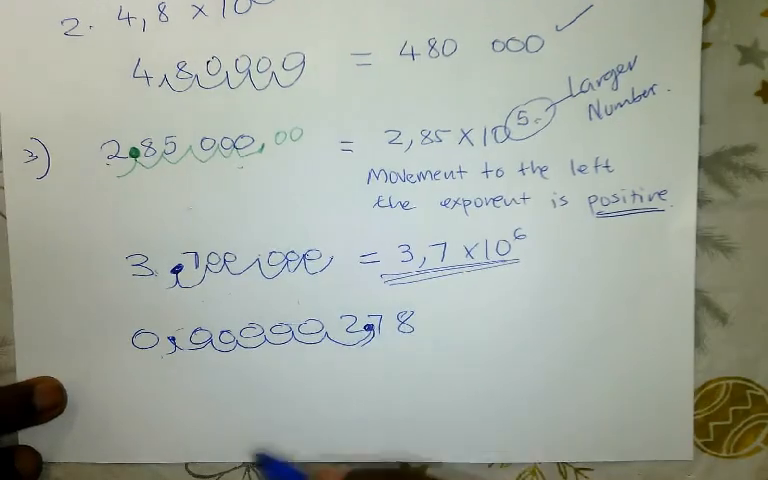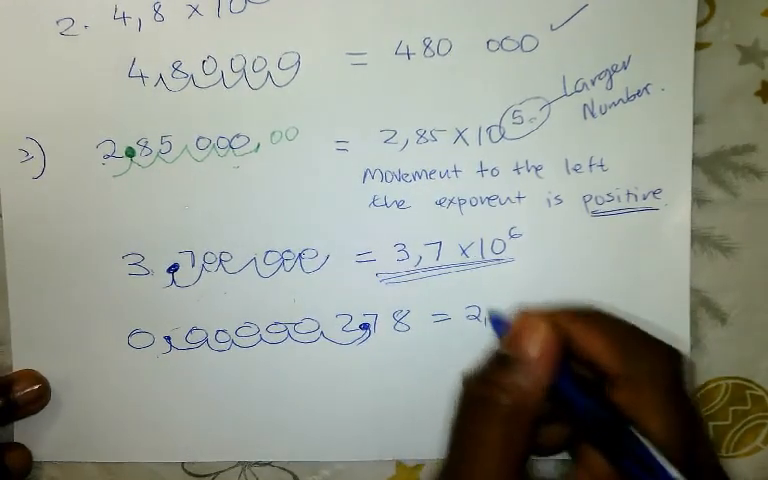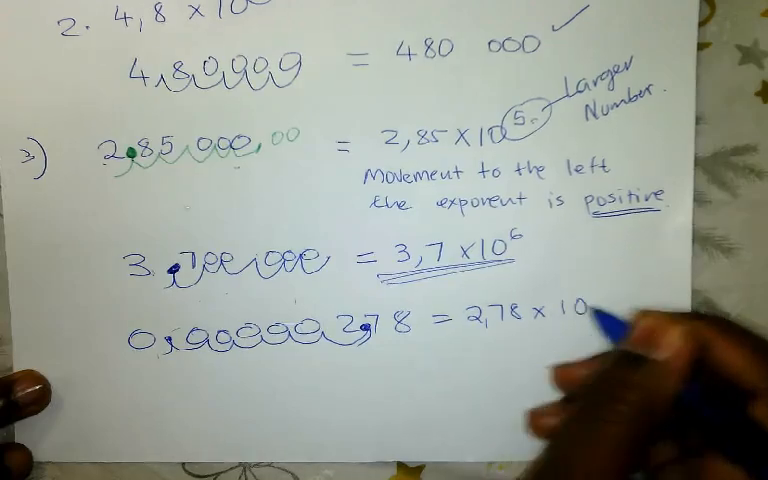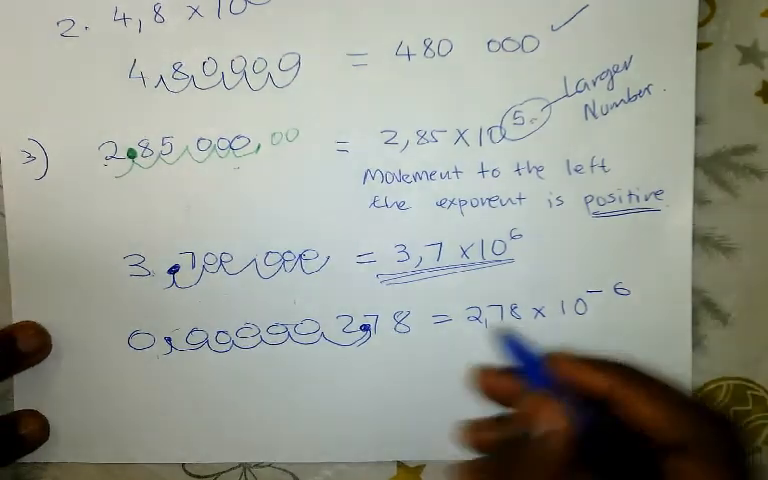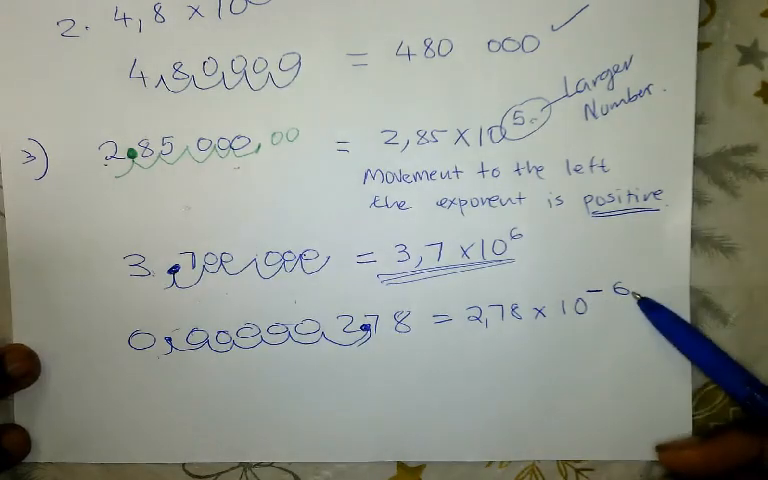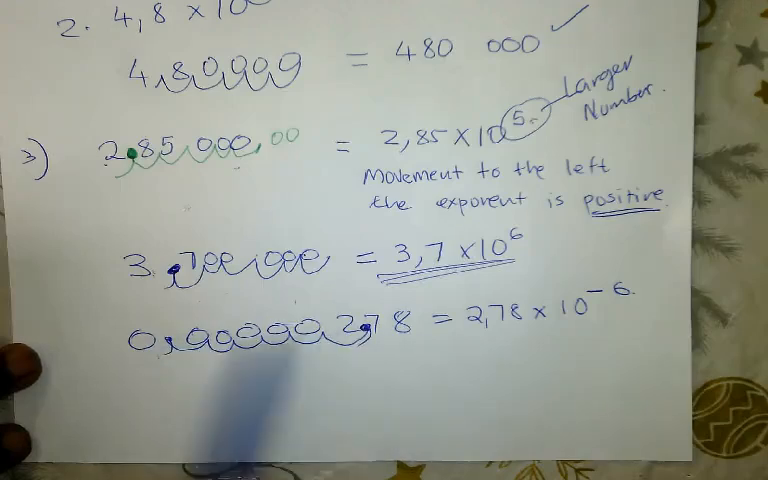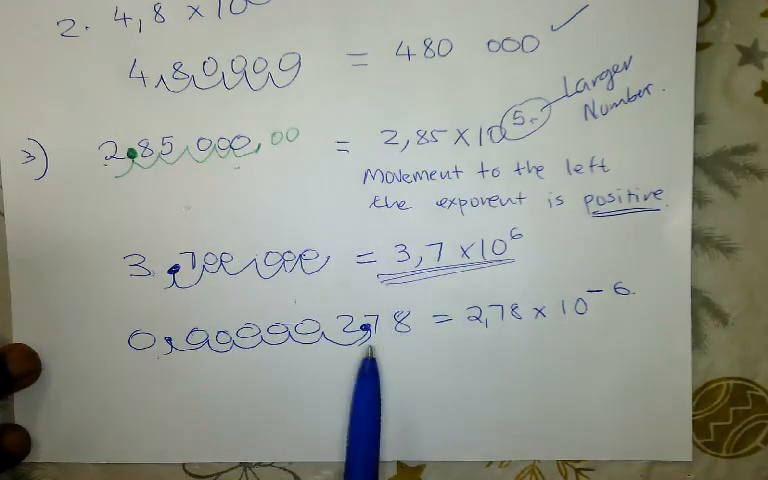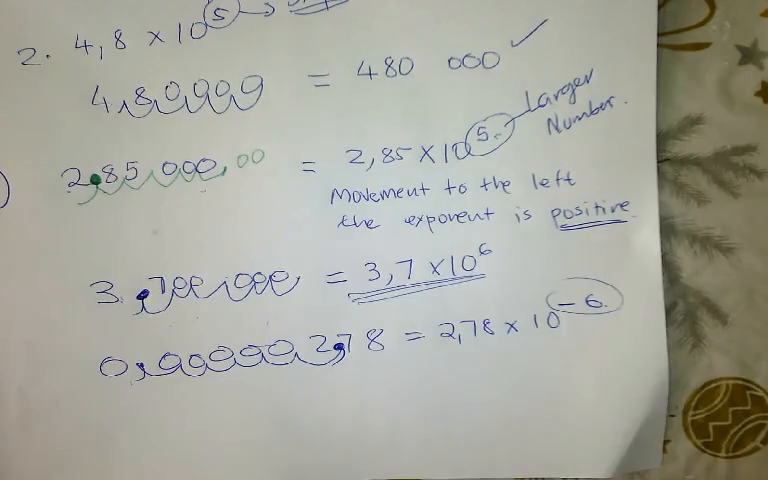Now, if I'm moving to the right, I have a negative exponent because I'm dealing with a small number. Can you see? 0.0000278. It's a smaller number compared to what we're dealing with there. So that's why we have a negative value there, to tell us that we are dealing with a smaller number. Is that fine? Yes. Okay, thank you. I'm done.